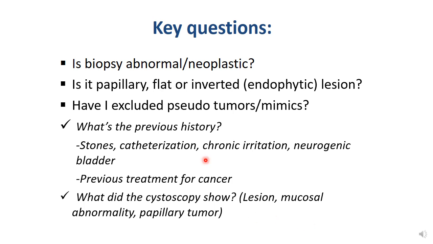And keep in mind that for all three architectural processes, you are going to have pseudotumors or mimics. So we are going to answer for each of these architectural features, have I excluded the pseudotumors? How do these three questions help you construct the diagnosis more effectively?